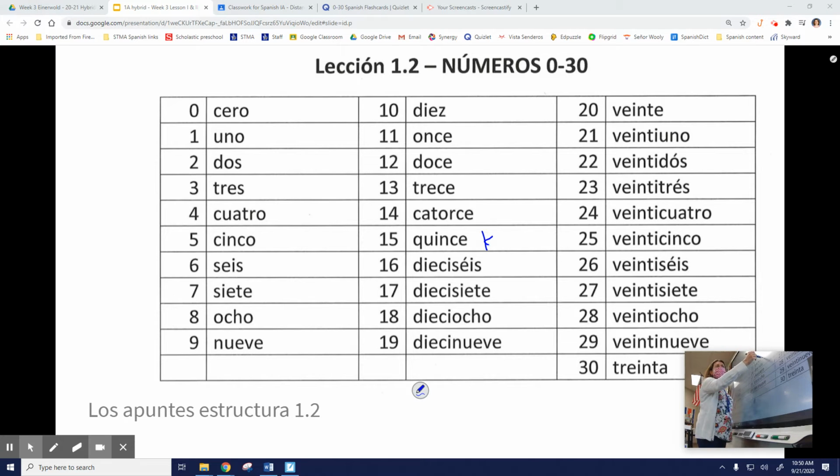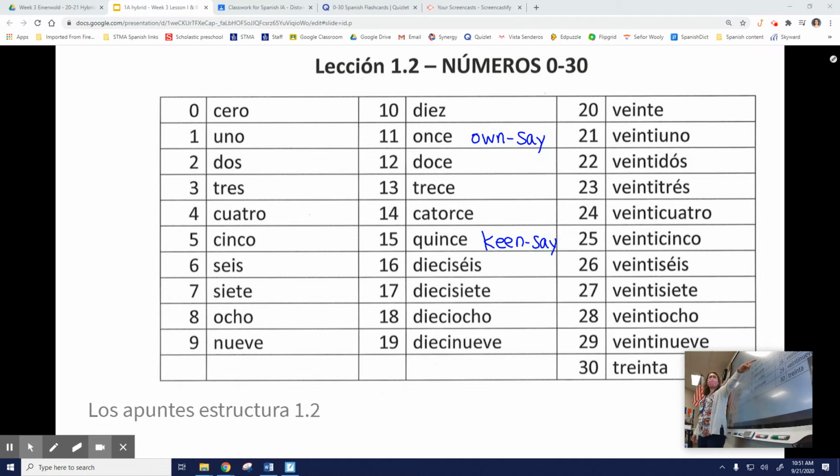If it helps you, you can add the phonetic pronunciation. That means how it sounds to remind yourself of how to say it. Keen-say is how you'd say it out loud. Quince. Catorce. Trece. Doce. Once looks like once upon a time, but it's 2 syllables. On-say. Está bien? If that helps you, you can add that to your notes so you remember how to pronounce them.